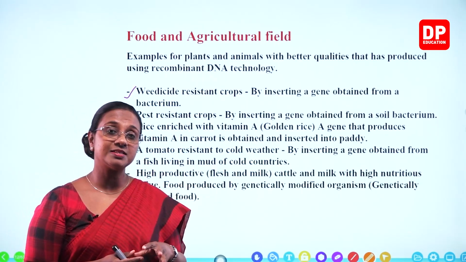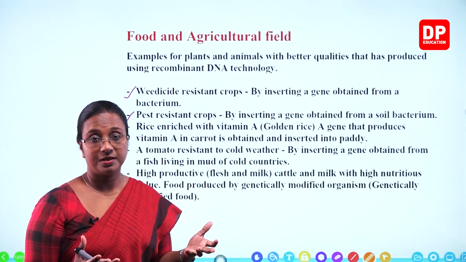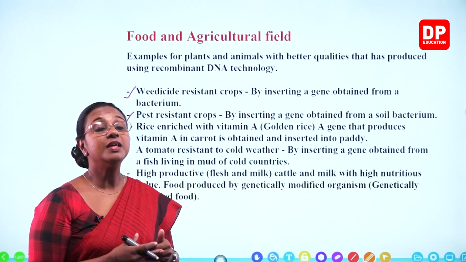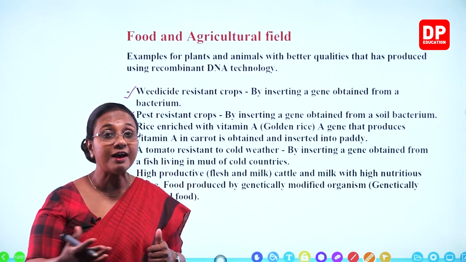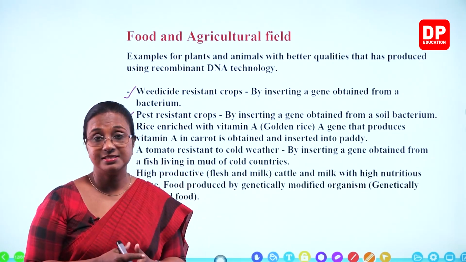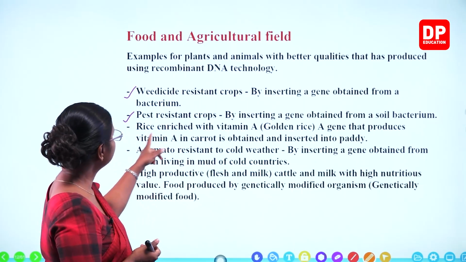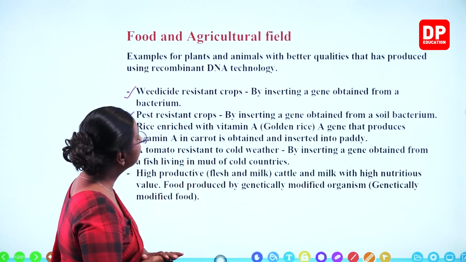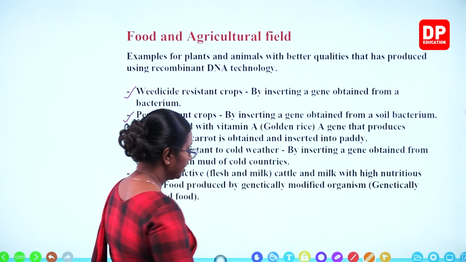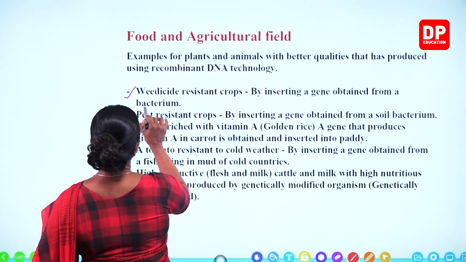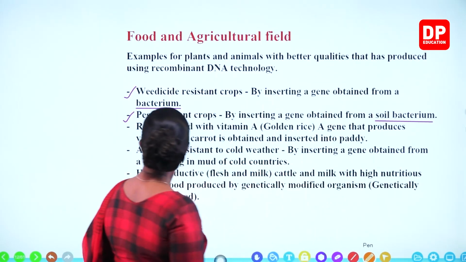Pests are insects that can harm the plant, the crop. So if the crop itself is resistant to the pest, then we don't have to use additional pesticides. We don't have to spray pesticides. So pest resistant crops. Again, by inserting a gene obtained from a soil bacterium. So these are things you can remember. First one, bacterium, here a soil bacterium.